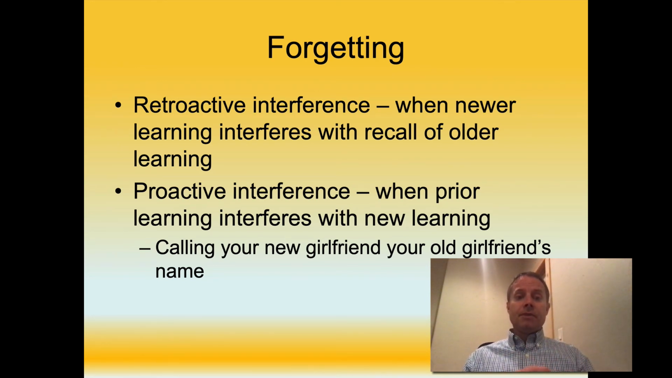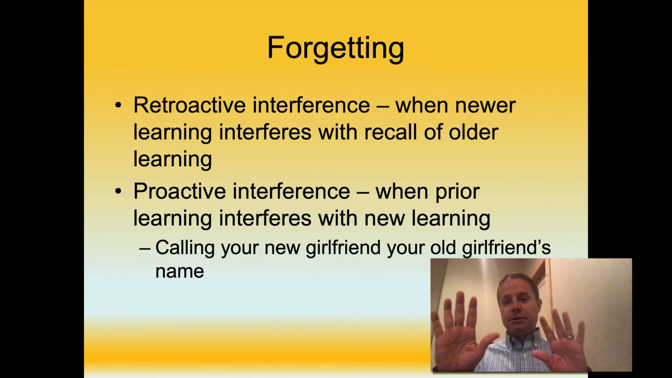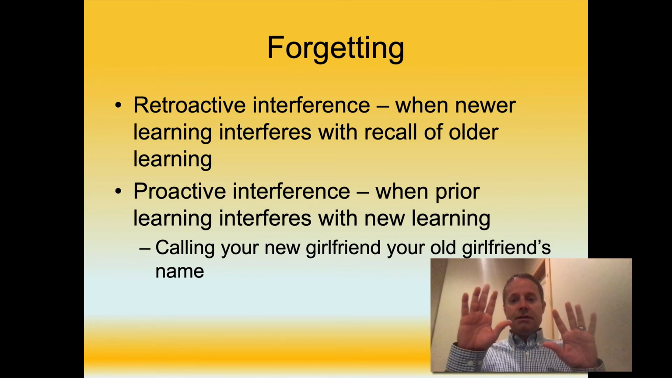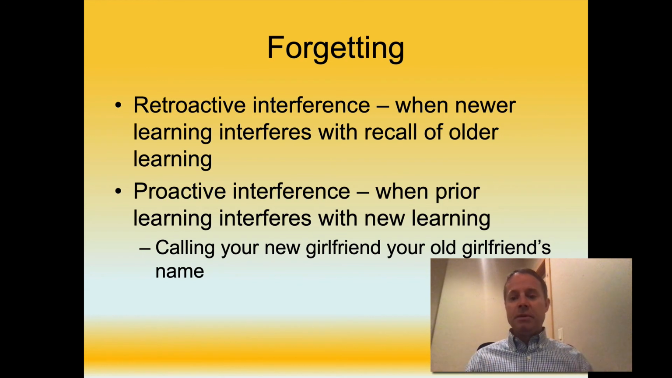Similarly, the opposite of that is proactive interference. Prior learning interferes with new learning. So this would be something you really don't want to happen, but if you had an old girlfriend and you broke up with her, but you called your new girlfriend her name, so the prior name is interfering with your learning of the new name, that would be a big problem.